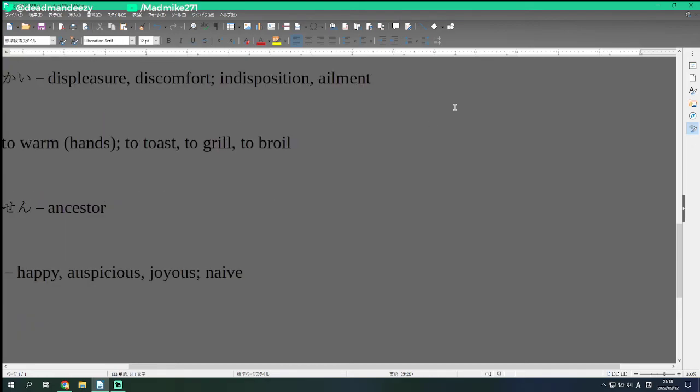Displeasure, discomfort, or indisposition is fukai. Fukai is displeasure or discontentment.